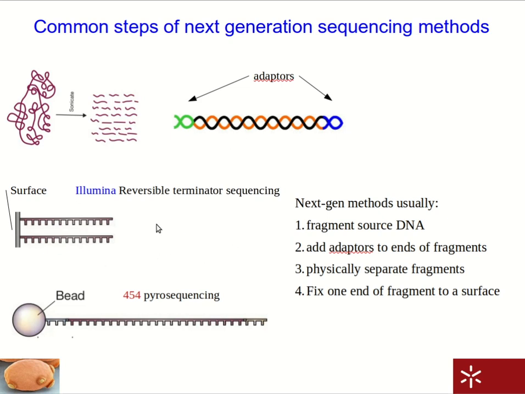There are two leading technologies of DNA sequencing, one called Illumina, where we attach the molecules to a glass surface, and the 454, where the DNA is attached to a magnetic bead. And we use this fixing of DNA in order to pack the DNAs very densely together, but keep them physically separate.